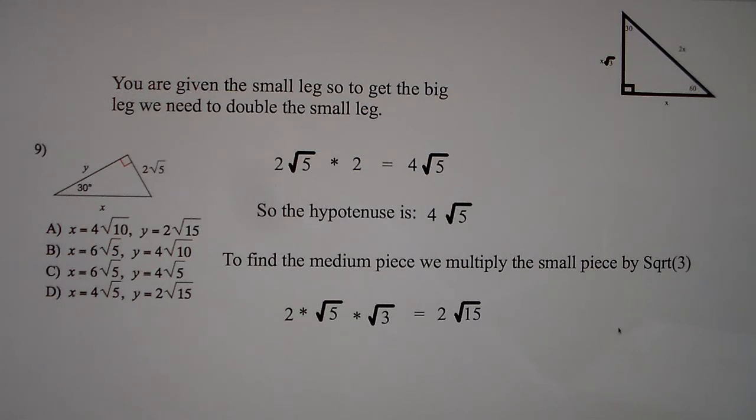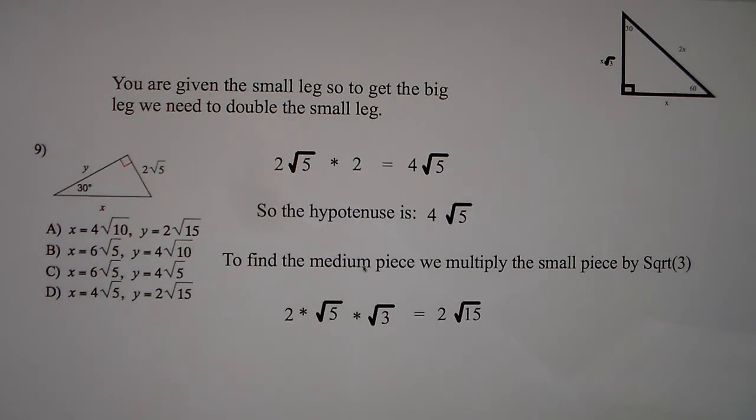Problem number 9. You're given a small leg, and I know it's a small leg because it's across from the 30-degree angle. So across from the 30-degree angle is always your small leg. So my small leg is 2 radical 5. To go from the small leg to the hypotenuse, we just have to double it. So 2 radical 5 times 2 gets you 4 radical 5. So the hypotenuse is 4 radical 5.